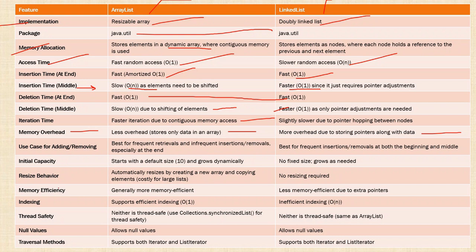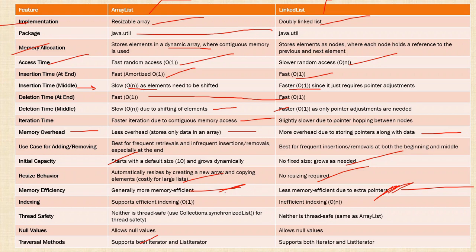Initial capacity will be 10 for ArrayList, while there is no fixed initial size for LinkedList. The default size for ArrayList is 10, and the resize behavior is that it automatically resizes by creating a new array and copying elements, which is costly for large lists. In LinkedList, no resizing is required. Memory efficiency: ArrayList is generally more memory efficient, and LinkedList is less memory efficient due to the extra pointers.